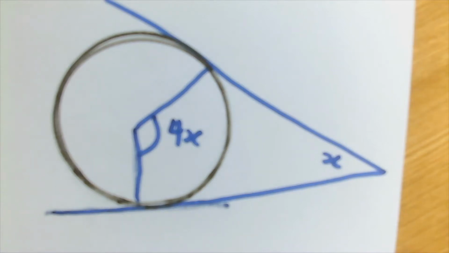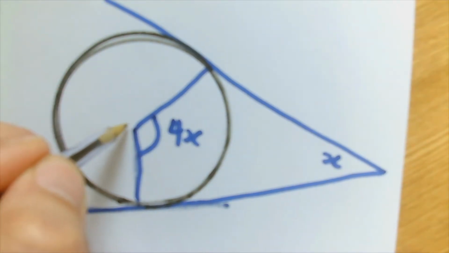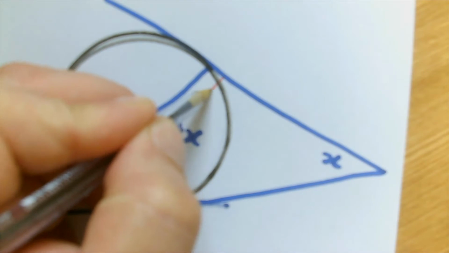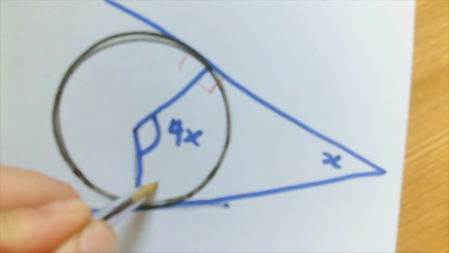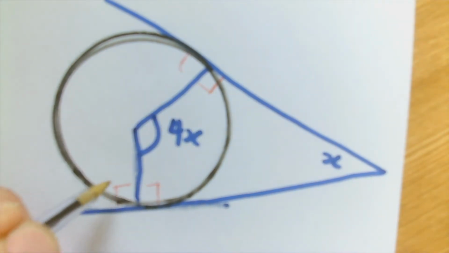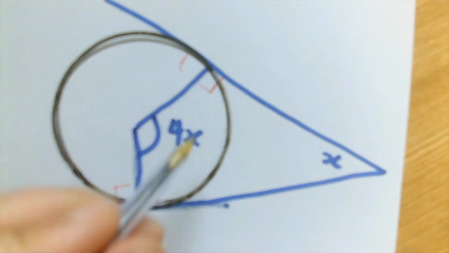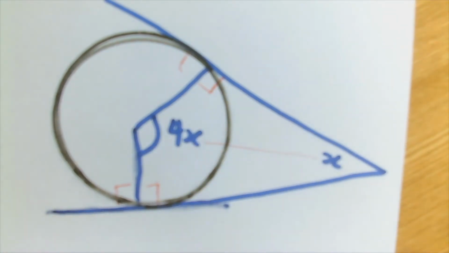Okay, so again we've got tangents. Now when we've got tangents, we know when we go to the origin that that's a right angle, right angle, right angle, right angle. Okay, and because we know these two are right angles, we know that these two are the rest of the four-sided shape.